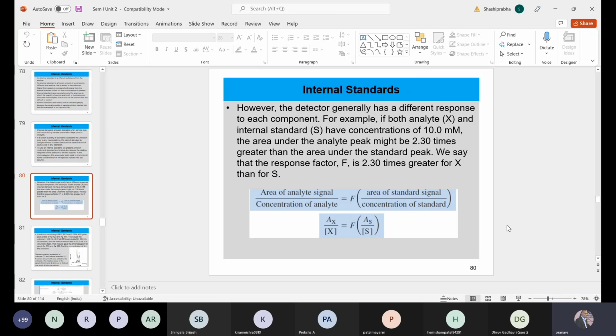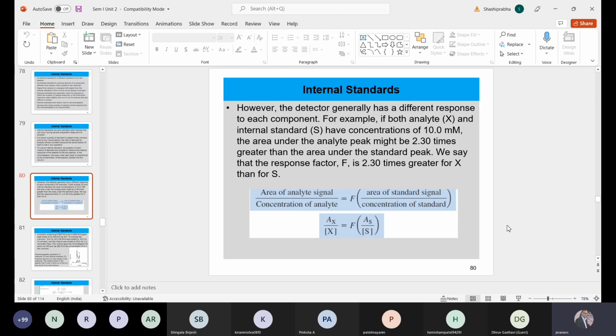Never. मतलब it will be a rarity कि दोनों का पीक एरिया सेम होगा. अगर कंपाउंड अलग तो इंटेंसिटी अलग, एरिया अंडर द पीक अलग. इतना ज्यादा डिफरेंस पाया जाता है ड्यूरिंग क्रोमेटोग्राफिक एनालिसिस.